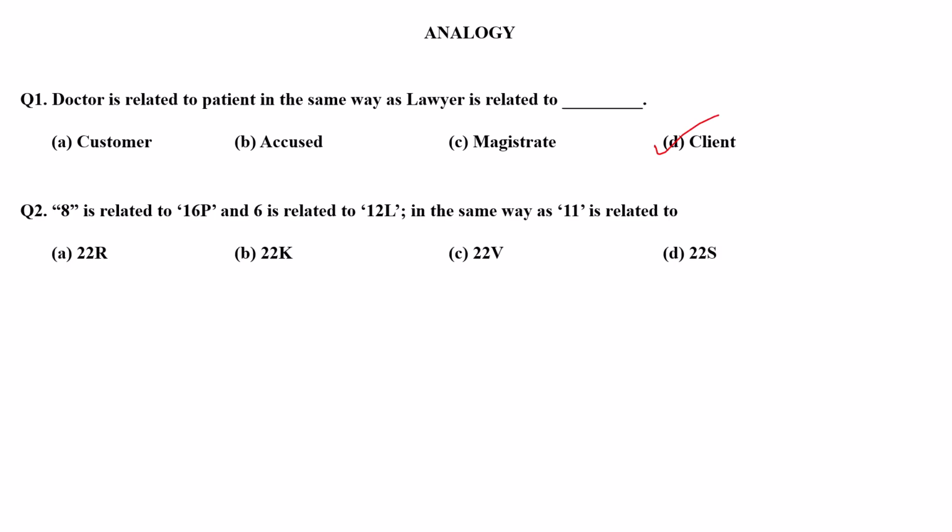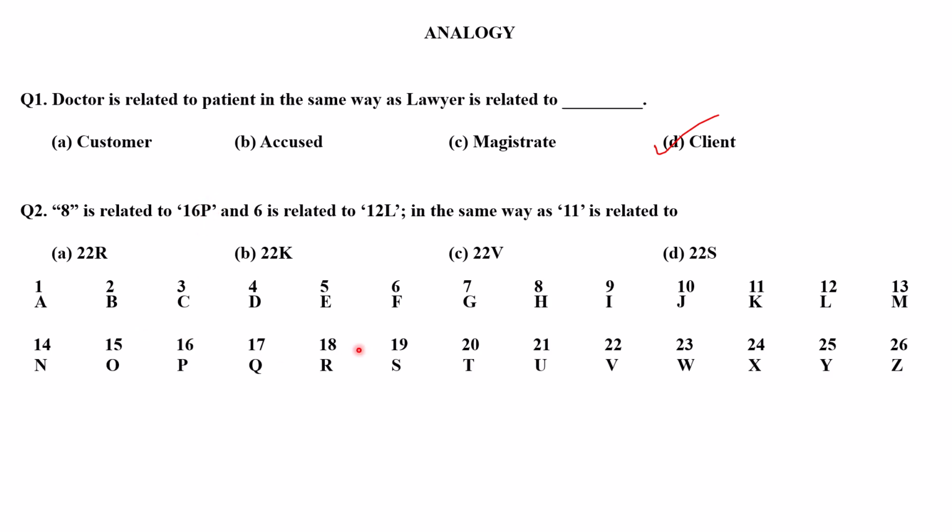Now next question. 8 is related to 16p and 6 is related to 12l, in the same way 11 is related to. Now see, first 8 is related to 16p. So double of 8 is 16. And then what is p here? From where does p come? So let's see the alphabetical order of the letters. If you see, the 16th letter is p. So that's why p is there at the 16th position. So 8 is related to 16p.